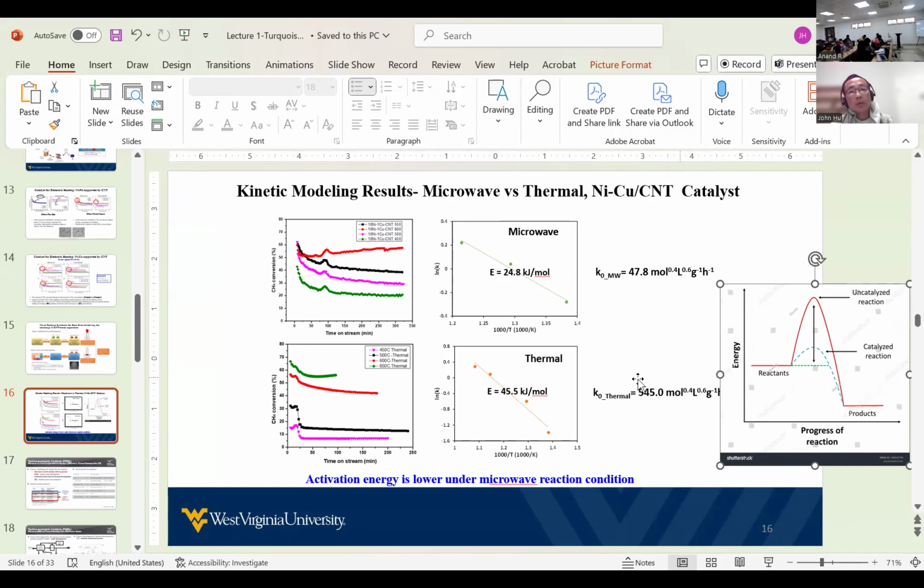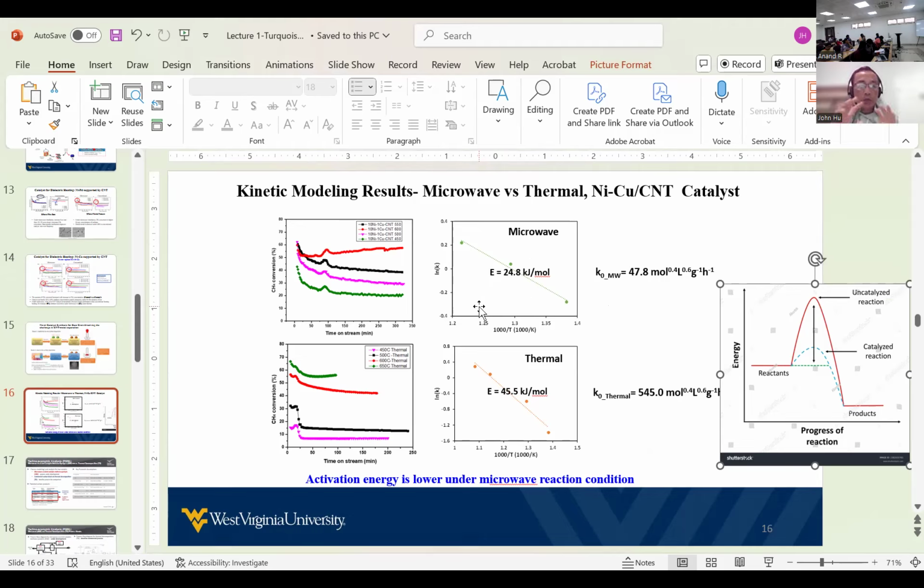Now we obtain the laboratory data under microwave, and you run different temperatures to obtain the activation energy. Microwave is 24.5 kilojoule per mole, and thermal is 45.5. So if I use this cartoon to compare, this green line is similar to microwave, and the red line is more like thermal. That means with the microwave, we cut the activation energy by half. That means it's easy to run the microwave reaction, because the microwave really induces the activation of the molecule.